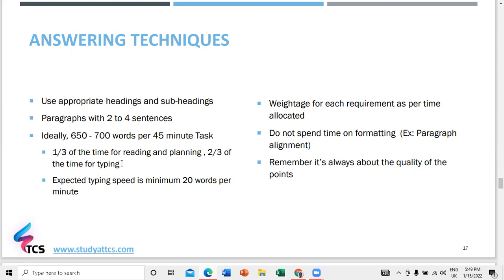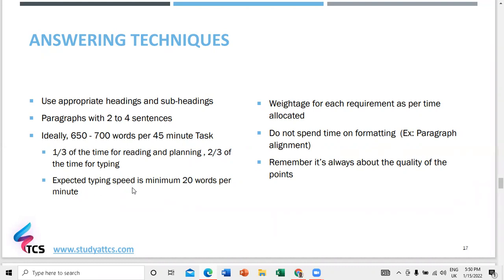So after you have done that, after you have come up with an appropriate plan, you can use all the remaining time, 30 minutes of your time, to type your answers. So it's of utmost importance that you plan your answers appropriately. So spend 15 minutes to read and plan your answers, then you can type all you want.